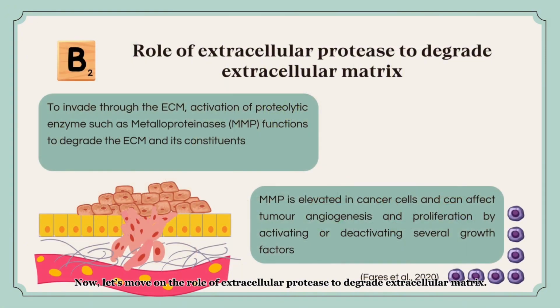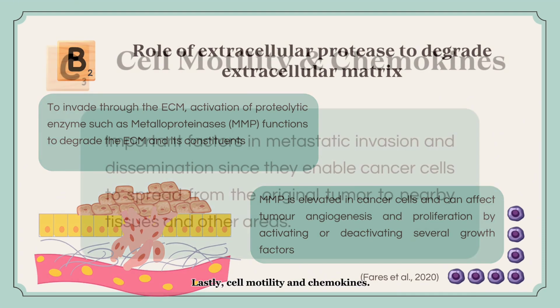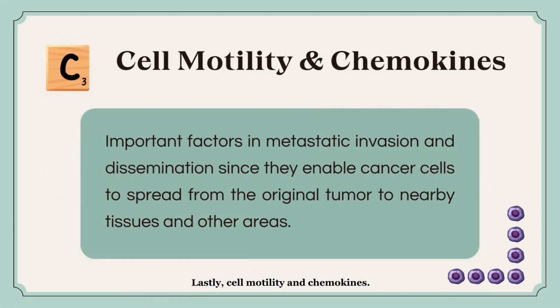Now let's move on to the role of extracellular proteases to degrade the extracellular matrix. To invade through the ECM, activation of proteolytic enzymes such as matrix metalloproteinases, MMPs, functions to degrade the ECM and its constituents. MMP is elevated in cancer cells and can affect tumor angiogenesis and proliferation by activating or deactivating several growth factors. Lastly, cell motility and chemokines.